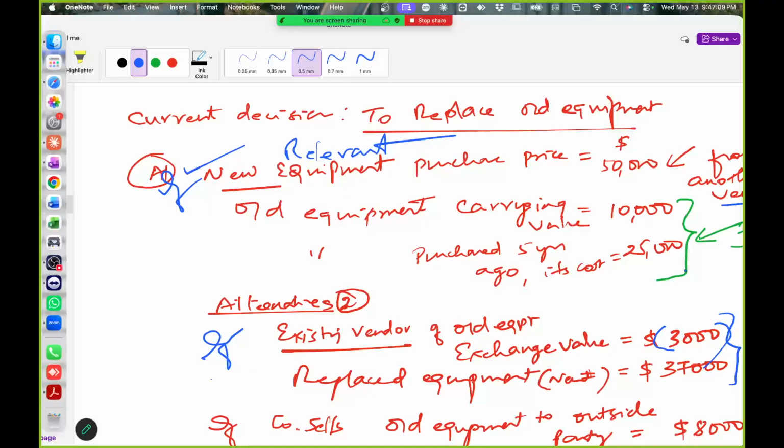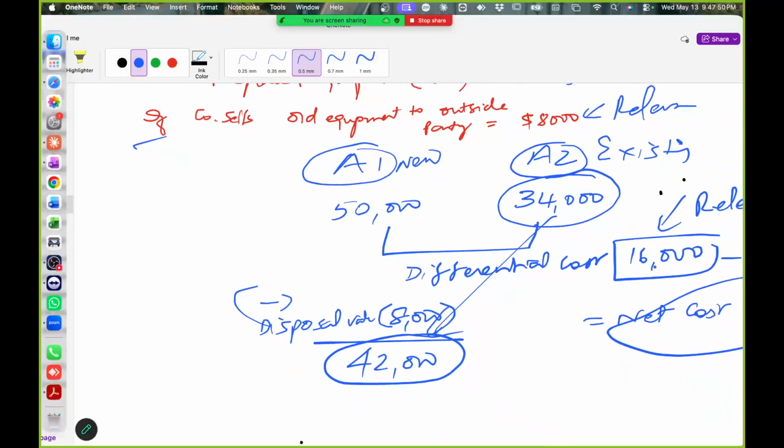This is the criteria. Simply getting into a lot of confusion using relevant costing. What matters to me is the three criteria. One, all those things should happen in the future, should be incurred in the future. It should differ among given alternatives. And it is impacting my current decision. Now, 8,000 is impacting my current decision, isn't it?